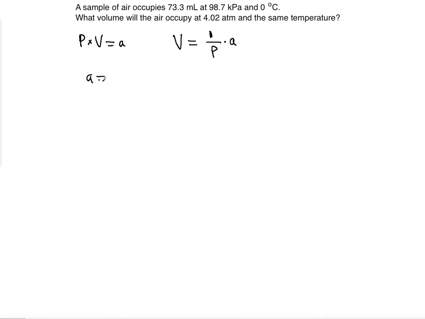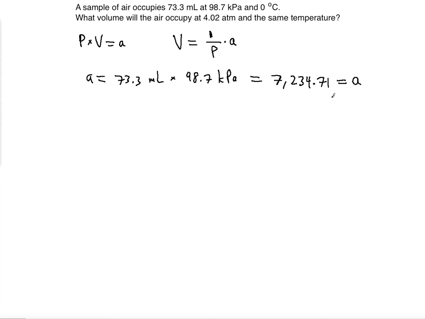So A is going to be equal to 73.3 milliliters multiplied by 98.7 kilopascals. And the temperature will not change. This relationship is given that the temperature remains the same. So that is equal to, using the calculator, 7,234.71. And that's a constant. It doesn't have any units. It's just a number, constant A.